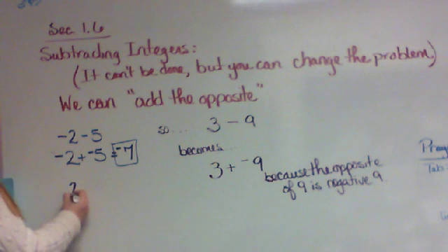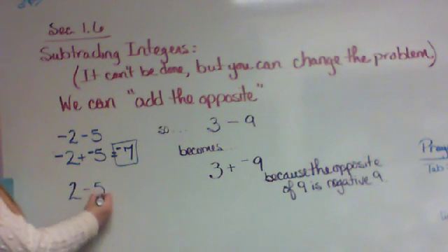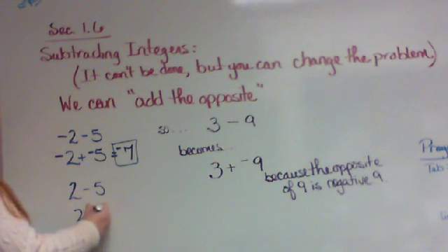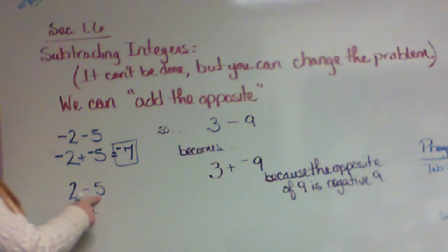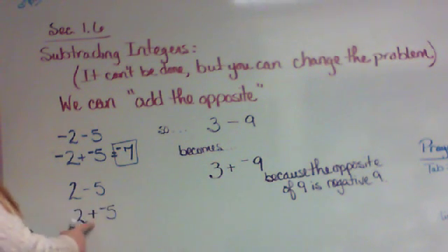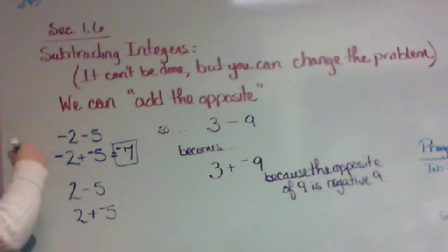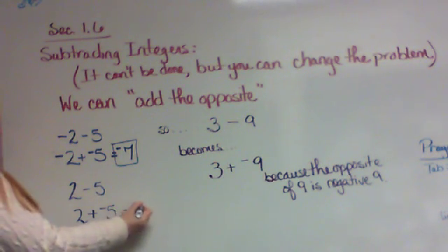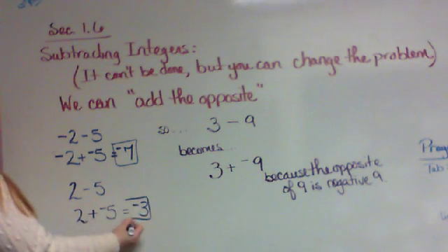What if I had 2 minus 5? 2 minus 5 really means 2 plus the opposite of 5, which is negative 5. Now that I have it to a plus, I can use the rules from yesterday. So different signs mean we subtract. So it's going to be negative 3.